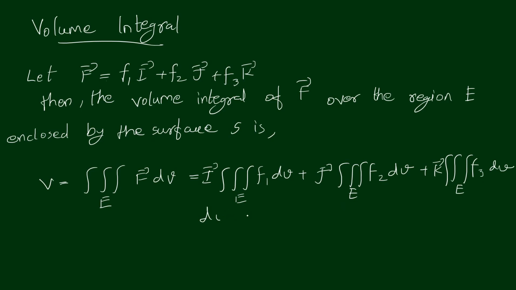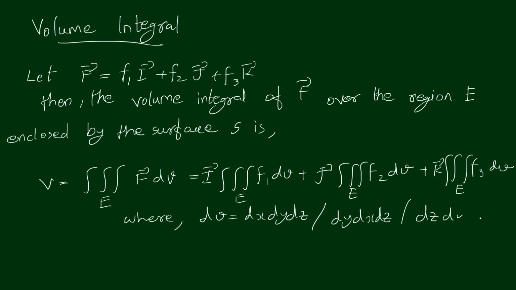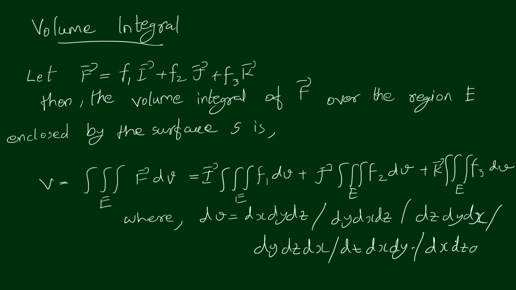So here dV is nothing but dx dy dz in any order. So here order doesn't matter, so you can change the order. This can be either dy dx dz or dz dy dx, or in any order. There will be 6 different orders: dy dz dx, or dz dx dy, or dx dz dy. Like this, in any order you can use, that is up to you.